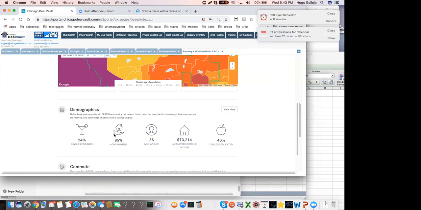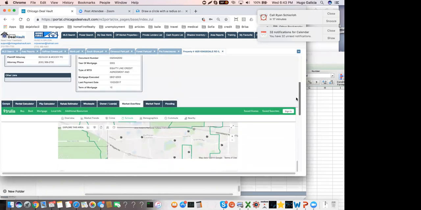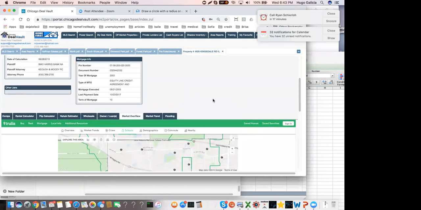Home owners, 85%. This is what I told you is important: the higher the better, because it shows pride of ownership, right? And then the household median income is 73%. Remember the average in Illinois is 57. So this is obviously a great area. This is how you identify pockets in the suburbs.